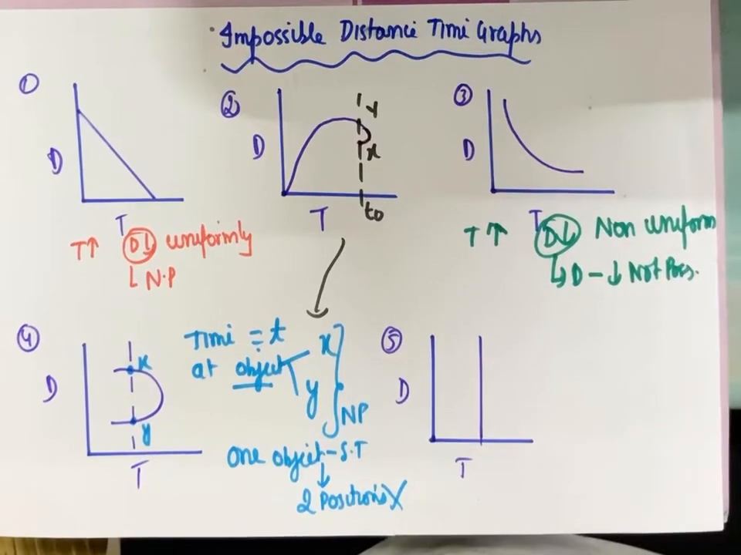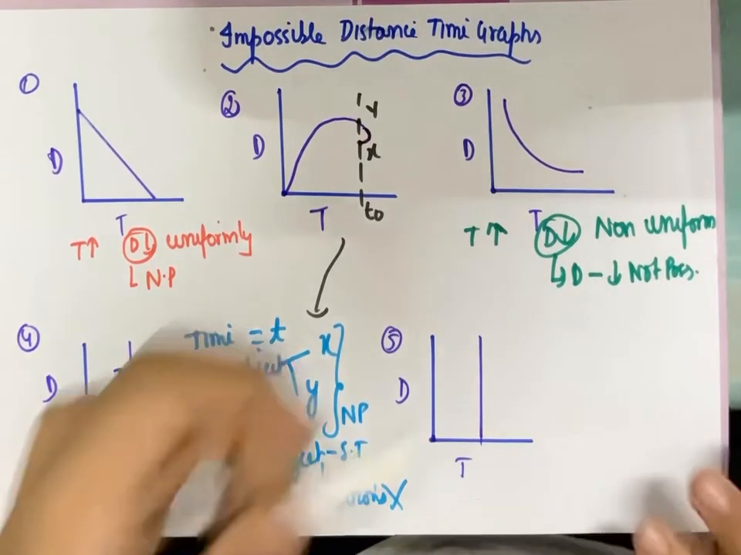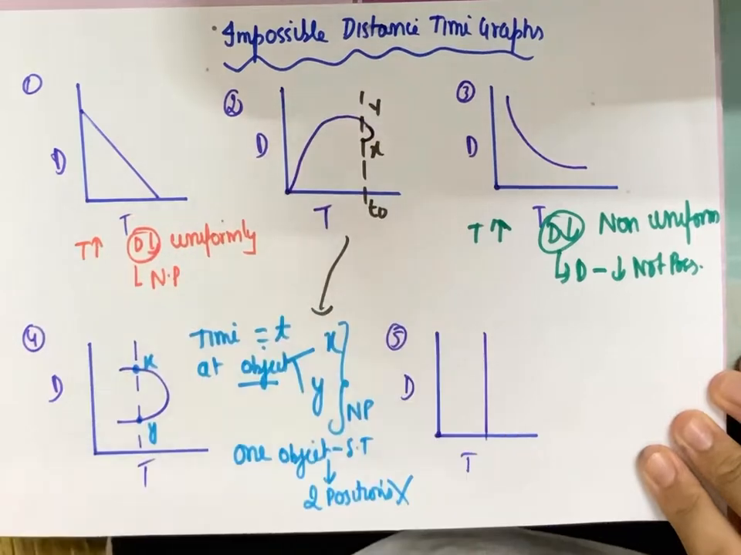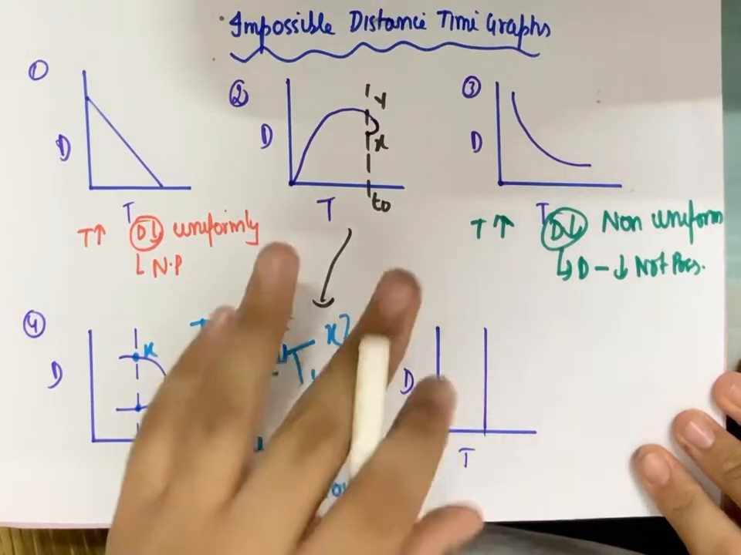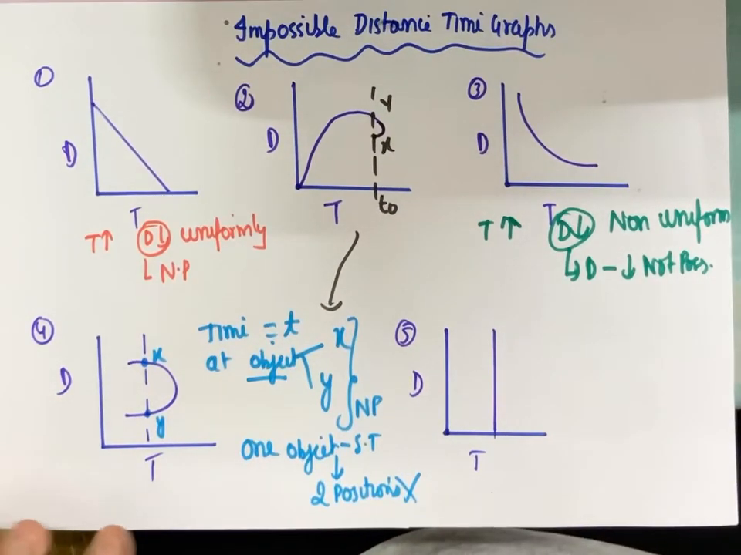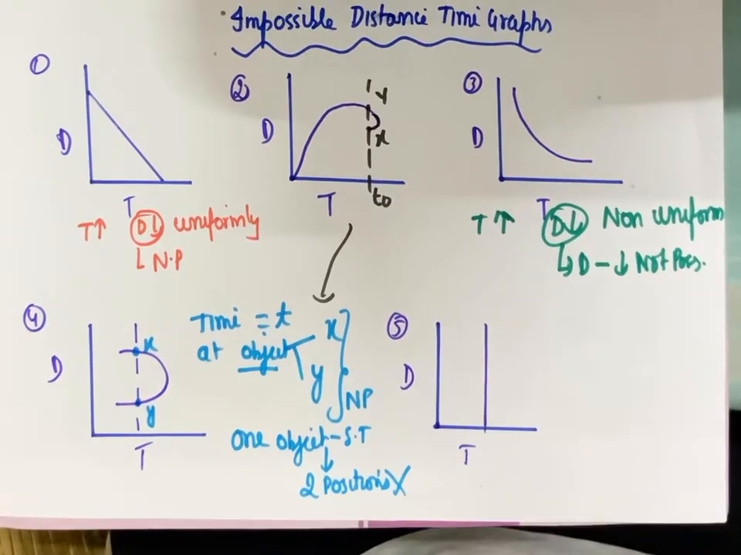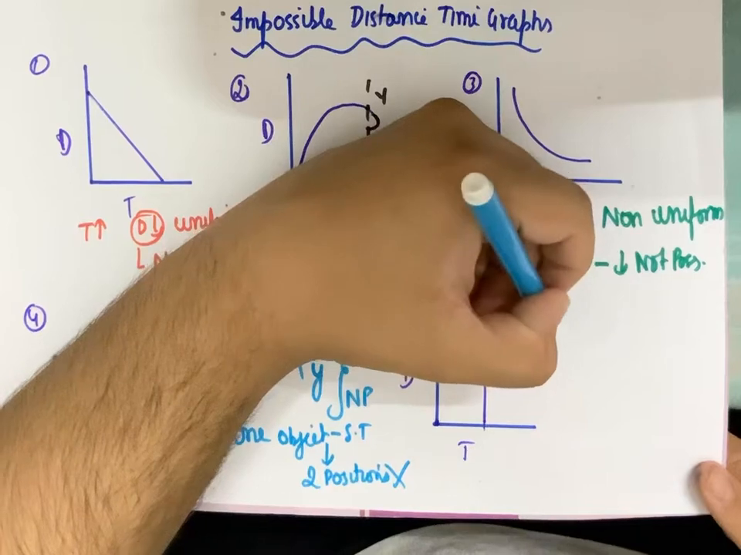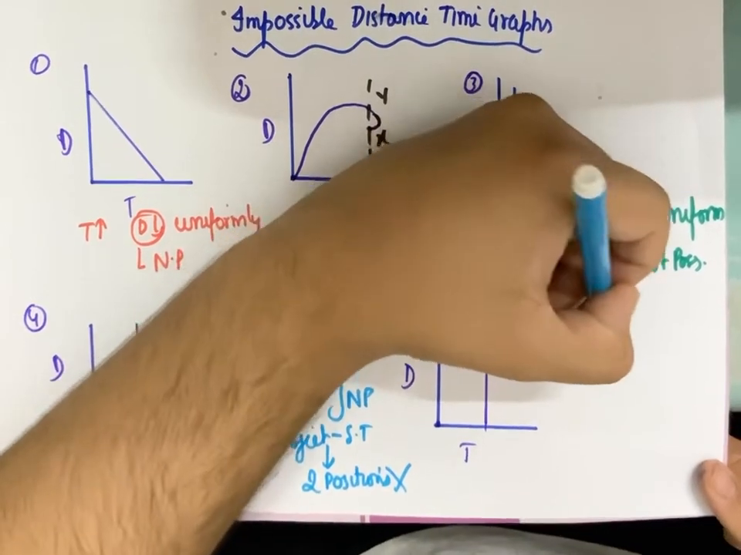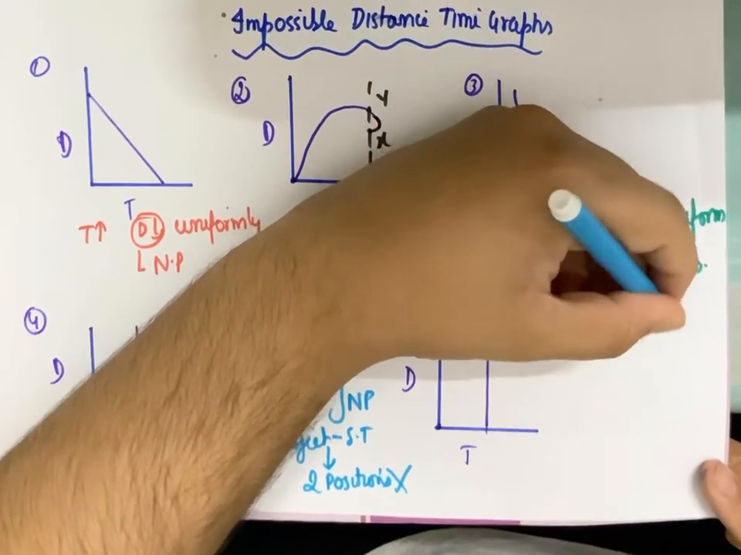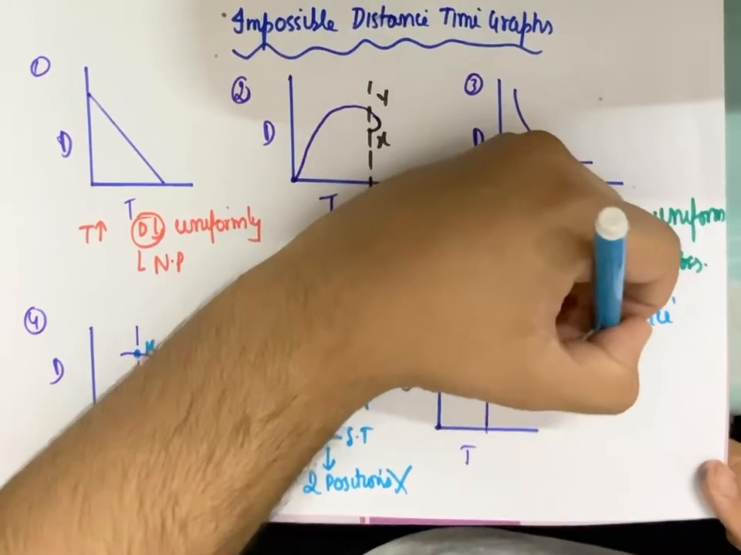Let's take the last case. This is important again. Now this is showing what? Infinite distance with respect to time. At the same time the object's distance is increasing infinitely. So let's understand, distance is x. Let x be the distance of the object and time is represented by t.